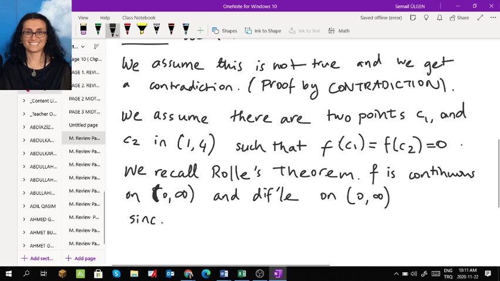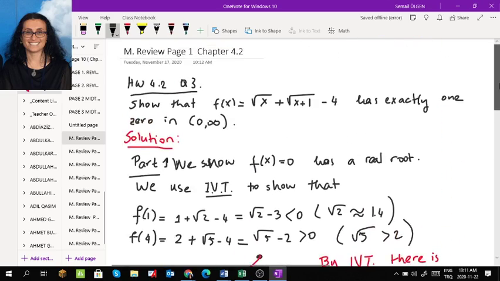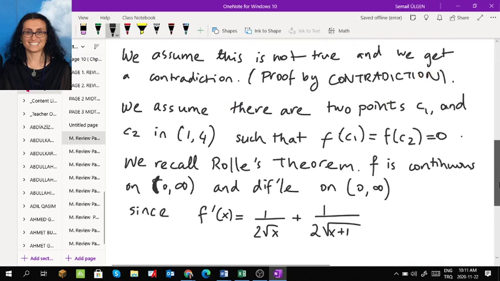Okay, since f prime at x is equal to what? 1 over 2 square root of x plus 1 over 2 square root of x plus 1. And what's the last term? The last term is a number. Yeah, and it's 0, right? Okay.